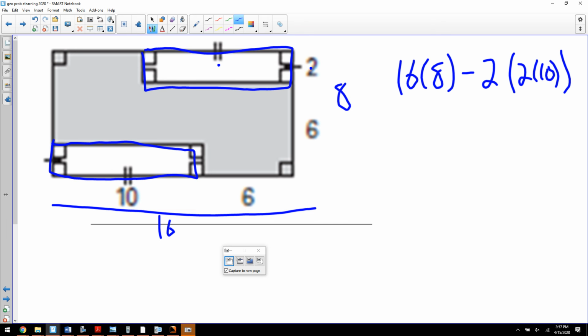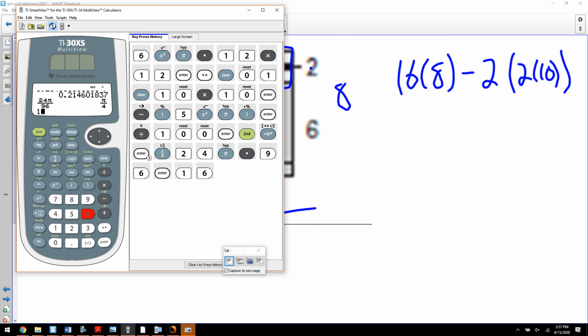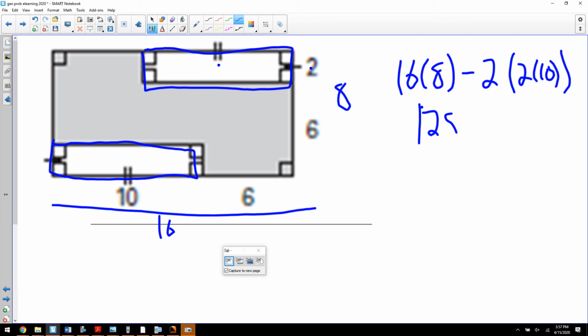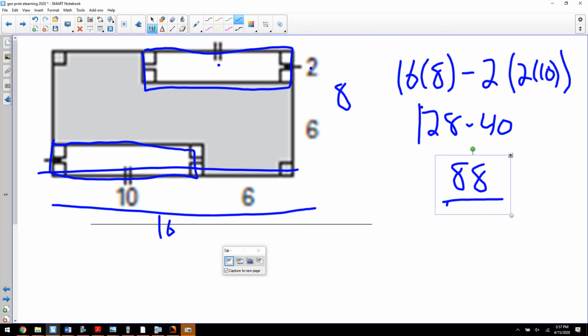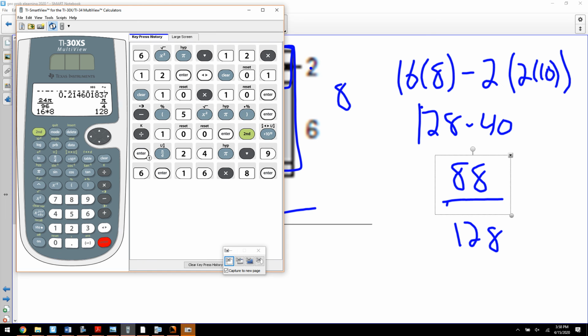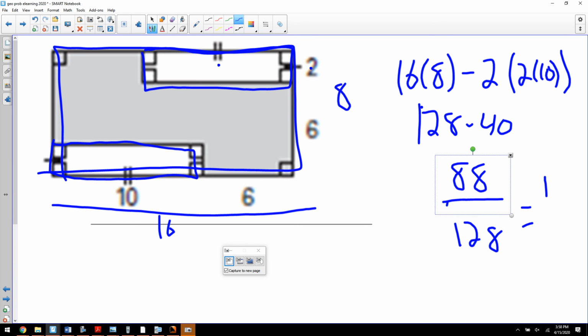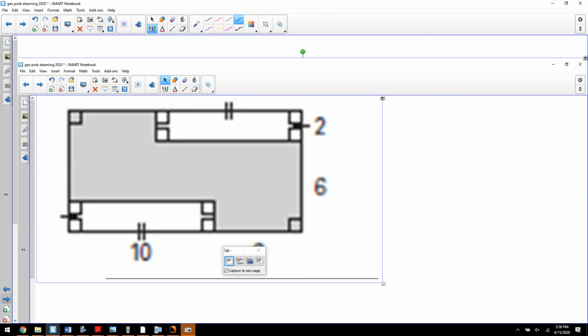Okay? So, calculator then, you have 16 times 8. You get 128. And then here, 20 times 2 is 40. So your numerator would be 88. The overall area would be the giant shape of the 128. Back to the calculator, 88 over 128, and you get 11 over 16. Okay. Those first two I haven't seen too many issues with.